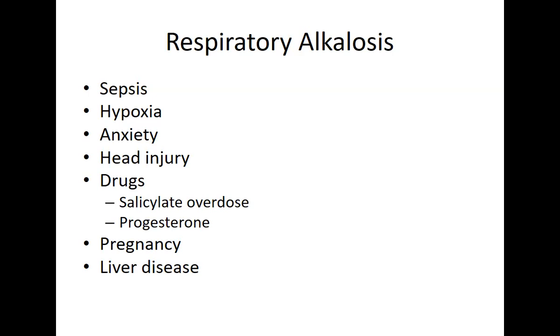A respiratory alkalosis, so sepsis, hypoxia, anxiety, some sort of central process, these patients are hyperventilating. Like we talked about, salicylate overdose leads to a gap acidosis and a respiratory alkalosis. Progesterone is a respiratory stimulant, so you see increased progesterone in pregnancy and cirrhotics. So pregnant patients and cirrhotic patients will chronically hyperventilate. They will have a CO2 in the 30s and a pH of 7.47, something like that.